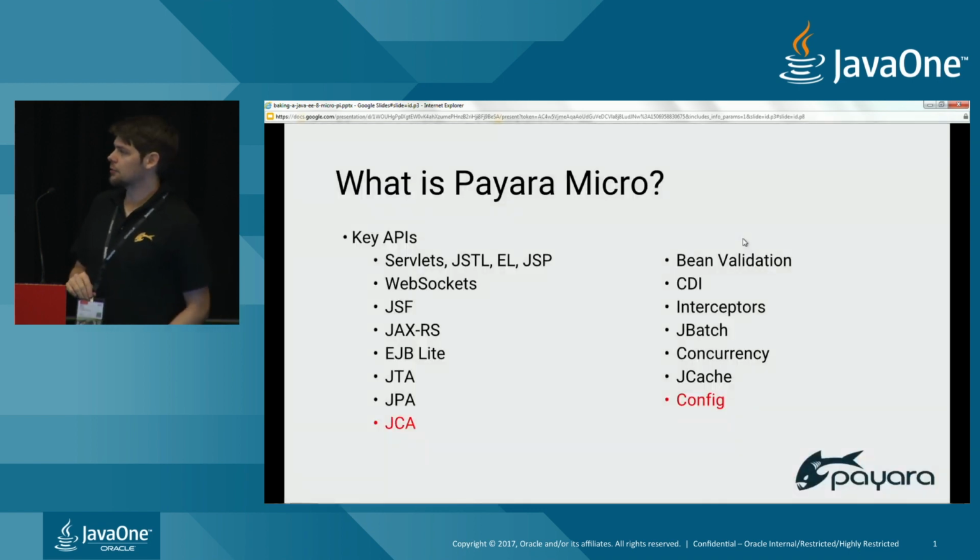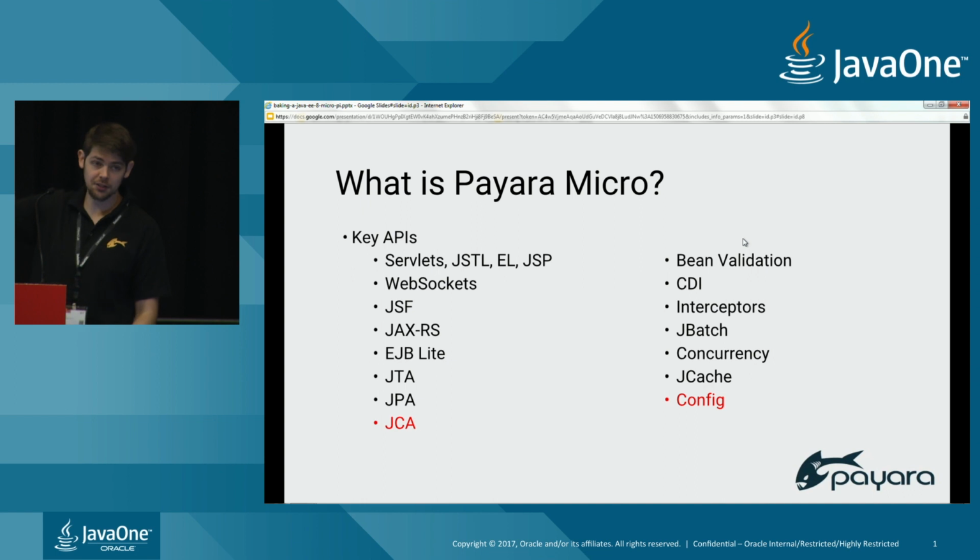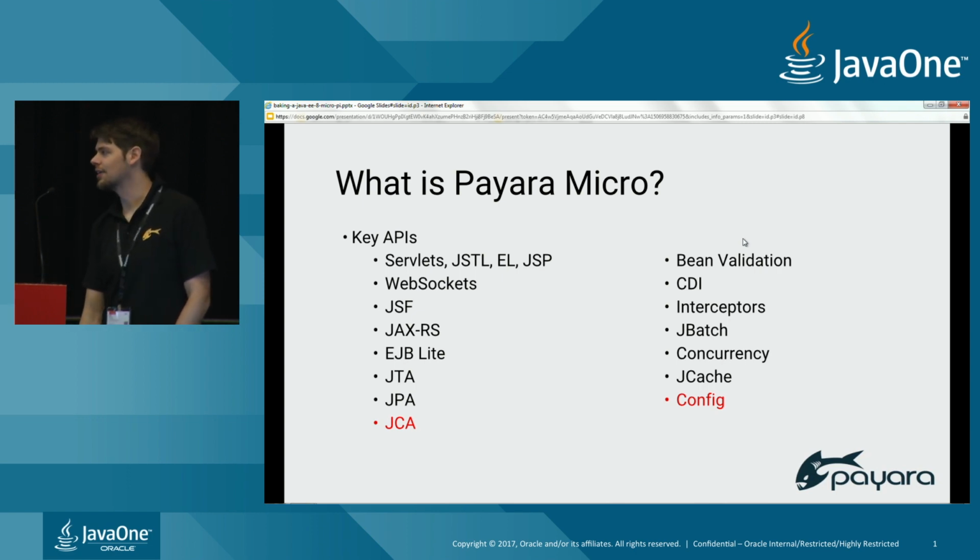So they're just the key APIs. I won't go through them all, but we can see that that's all basically the web profile, except we've added JBatch, we've added concurrency, and JCache, which obviously isn't a Java API yet. It's still a candidate to be one. I think it should be, but it doesn't seem to be moving forward, although the spec itself is still evolving. We've also quite recently added JCA to this, so that's not been possible with web profile before.